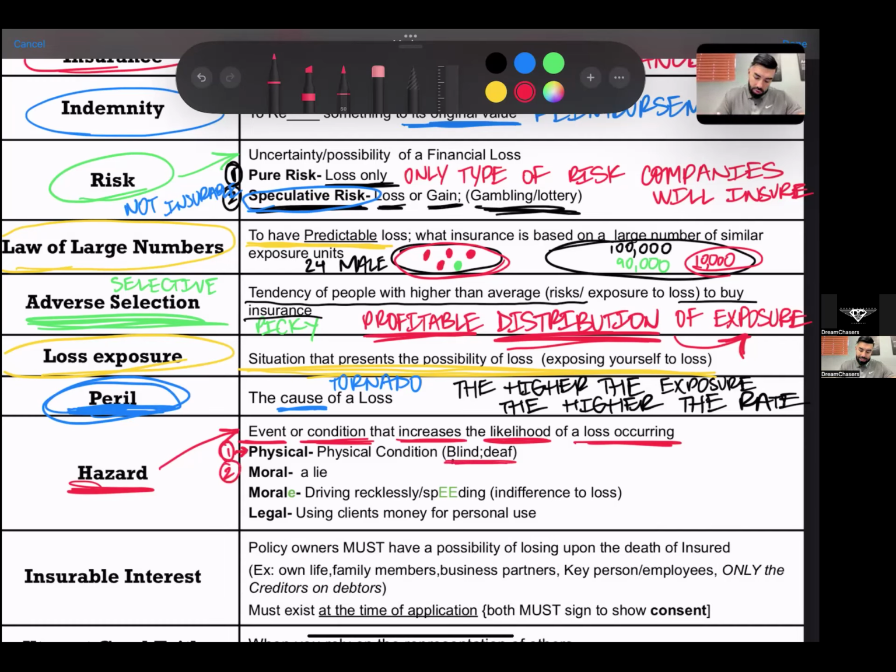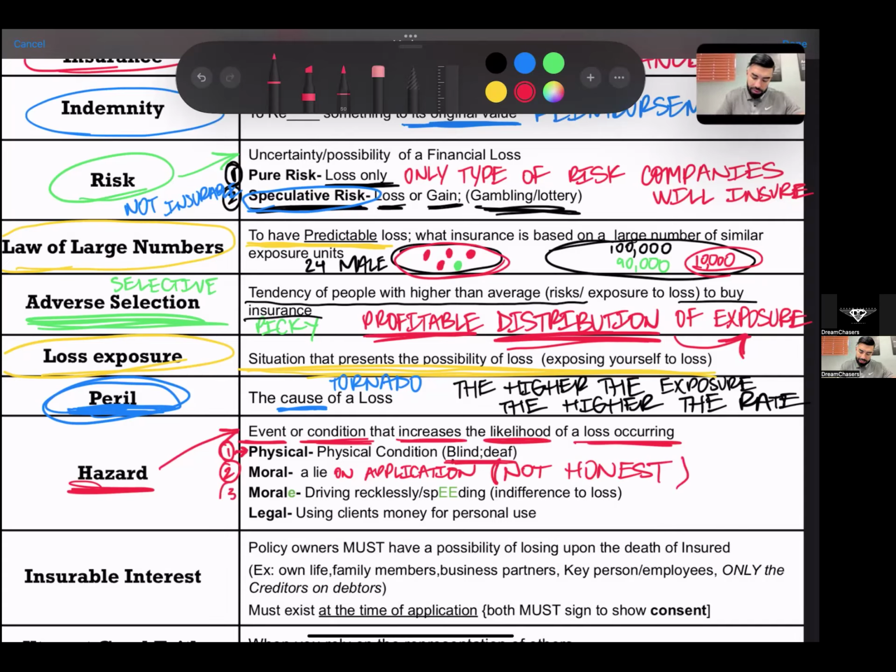Number two is a moral hazard. A moral hazard is a lie on an application. For example, someone applied for life insurance previously and they were just not honest on the application. They would be considered a moral hazard. Why? Because they were not truthful on an application previously for insurance. So they are considered a moral hazard.